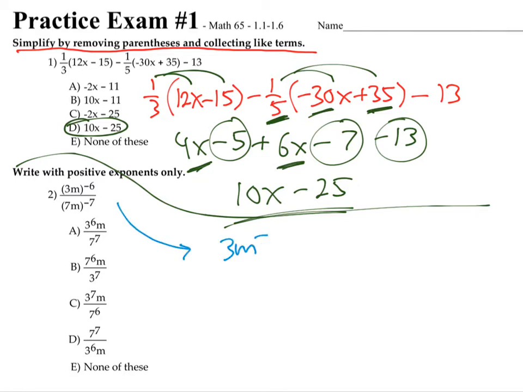So 3m to the minus 6 over 7m. Did we actually go over these? Seems like a foggy memory, huh? Yes, positive, negative powers. All right. So what do we do on this problem? You flip them. We can't do negative. Yeah, right. Negative powers. What are negative powers?